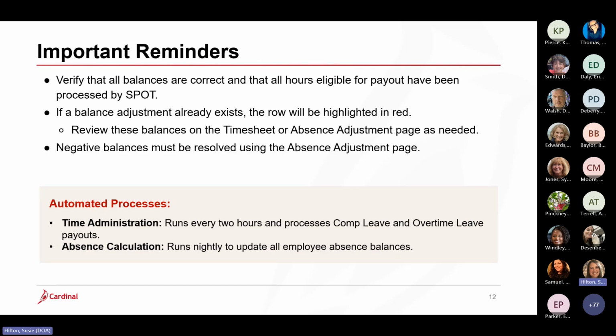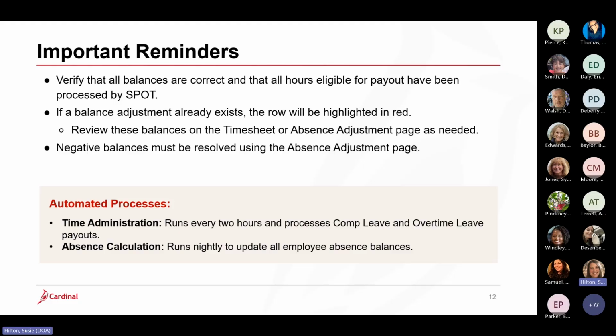If a balance adjustment already exists, that row is going to be highlighted in red, and that's something that I just demoed. So if the balance adjustment has already either been manually keyed or it's already been inserted by the page, then you are going to get that notification because it's going to be highlighted in red, meaning you just need to go back, review the balances either on the timesheet or the absence adjustment page, just to verify that everything is good, make any changes that you need to make.